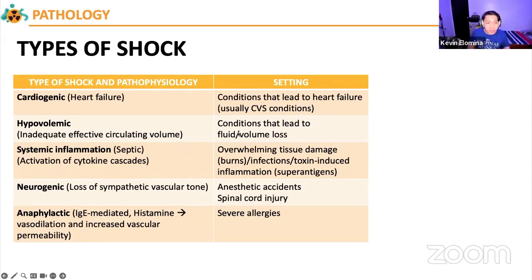So for your hypovolemia, self-explanatory if you have fluid losses, no? For systemic inflammation, you have your septic shock, which is caused by widespread endothelial activation because of the infection, no? Widespread endothelial injury because of the infection. And of course, the cytokines that are produced in response to inflammation, no? Now, for your neurogenic shock, these are caused by the loss of sympathetic vascular tone. And for your anaphylactic, you know it too well. No, it's an IgE-mediated hypersensitivity.